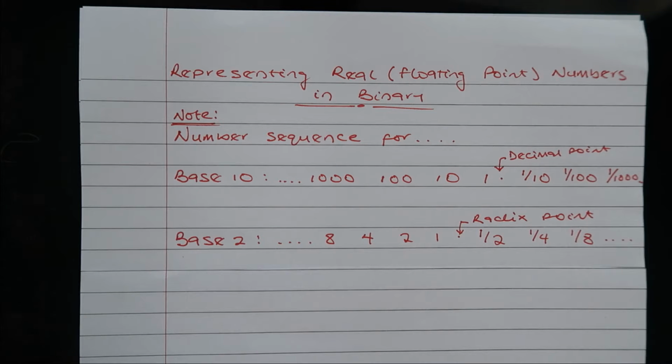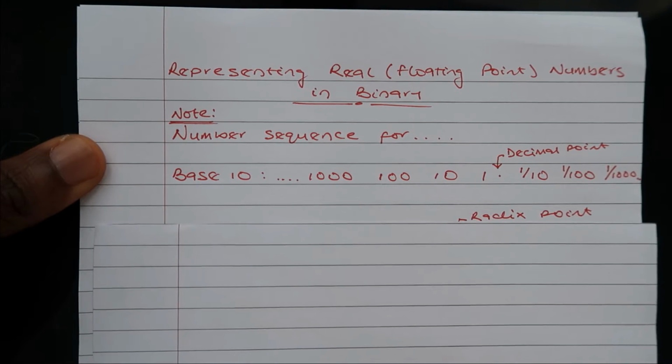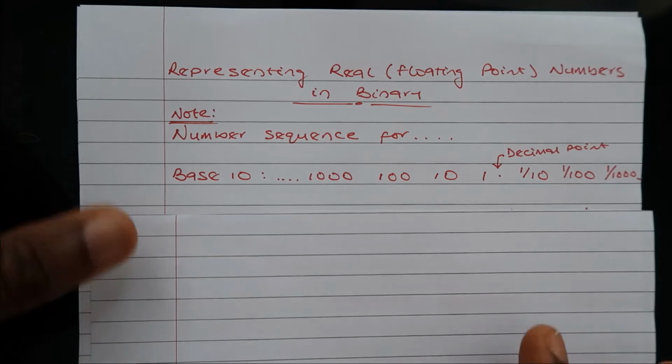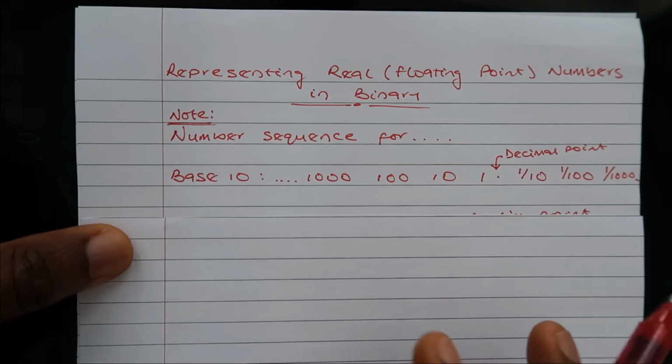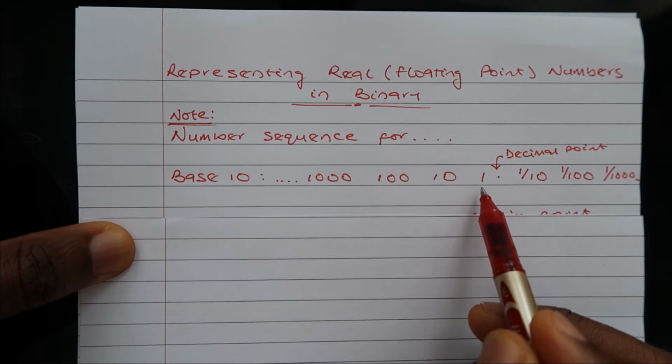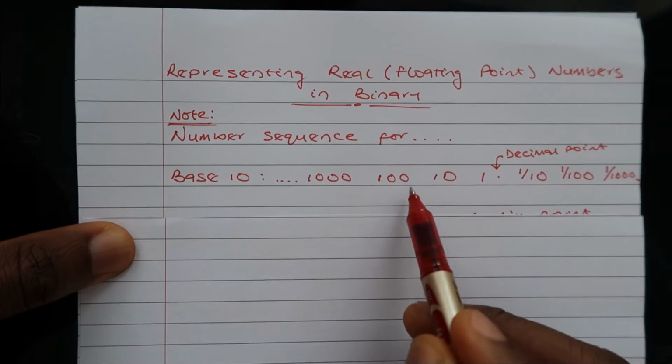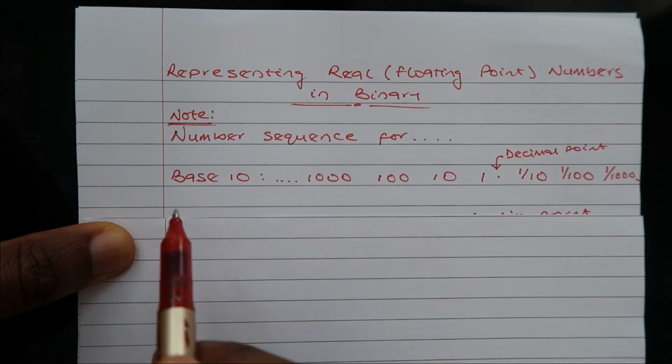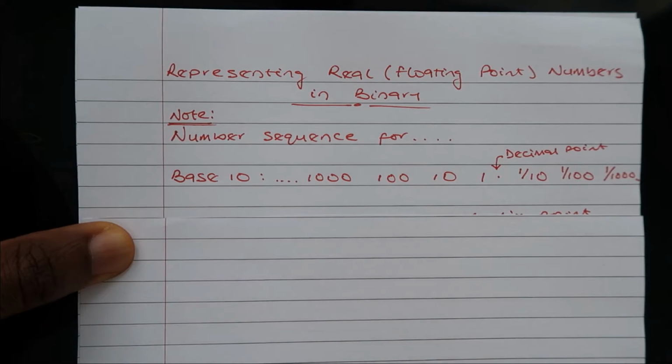To understand the concept of representing real numbers, I'm going to go through a few notes with you on understanding number sequence. So let's look at a typical number sequence for a base 10 number. Now, in a base 10 number, we know that we are dealing technically with ones, tens, hundreds, thousands, and then it just carries on.